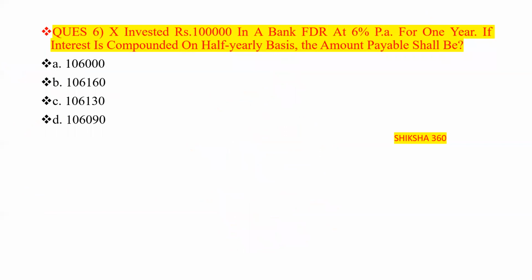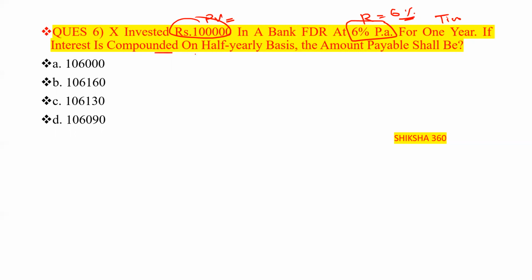Question number 6. Same type of question. X invested rupees 1 lakh in a bank. Clear? Here what they are saying is that X invested rupees 1 lakh in a bank FDR at 6% per annum for 1 year. For how much time? For 1 year. And how much amount have they invested? That is the principal value, the present value, 1 lakh. Rate of percentage is 6% per annum. Time is equal to 1 year.